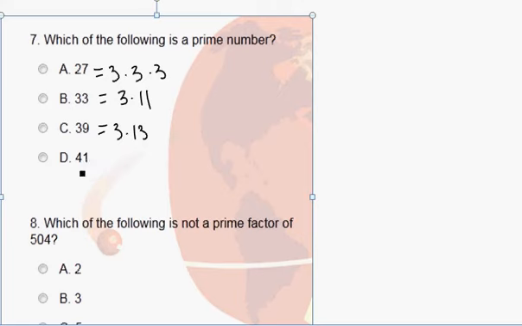But 41, if we add the digits 4 plus 1, we get 5. So it's not divisible by 3. We also know it's not divisible by 2 because the last digit is not even. We know it's not divisible by 5 since the last digit is not a 0 or a 5. And you could keep trying different numbers, but the bottom line is we're looking for one of the numbers should be prime, and obviously this is it since the others have some prime factors. So D is the correct choice, D.